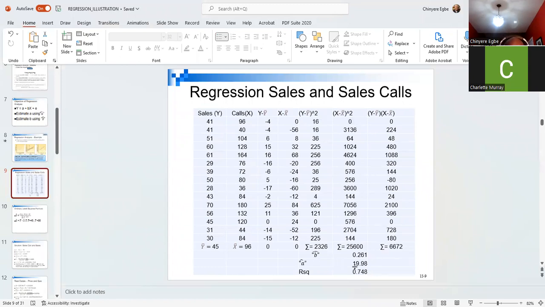And so A hat is 19.98. Ordinarily, if you make no sales calls, now realize when you're a salesperson, customers can come spontaneously and buy. If they come to your desk and you show them something and they buy it, you have made a sale.